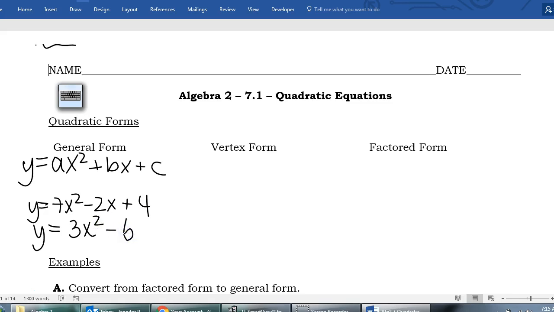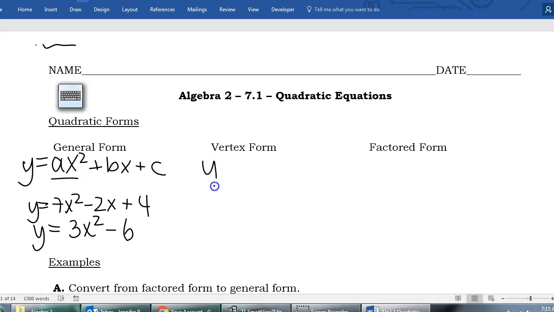So general form has 3 terms. The leading term always has something with the power of x to the power of 2. For the other 2 terms, b could be 0 or c could be 0, so those terms don't necessarily need to be there, but the first term has to be there.